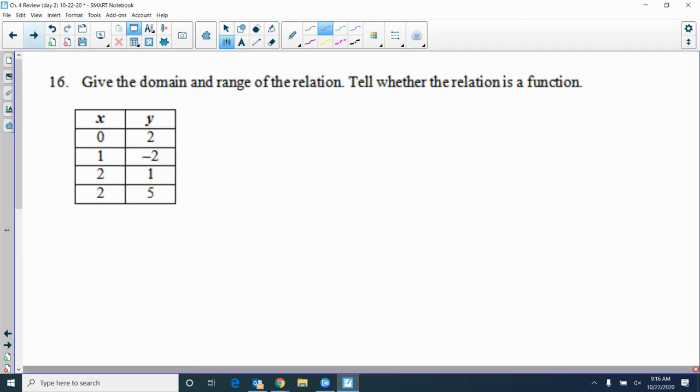All right, bell's getting ready to ring, but let me show you this. Hey, looking at this, is this a function? Is 16 a function? No, because 2 goes to 1, 2 goes to.